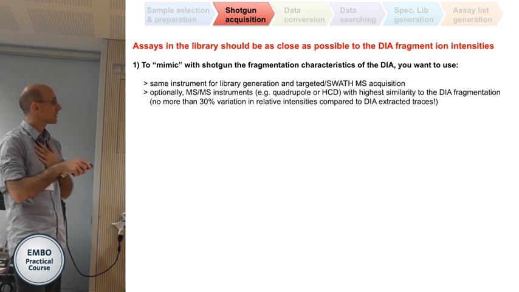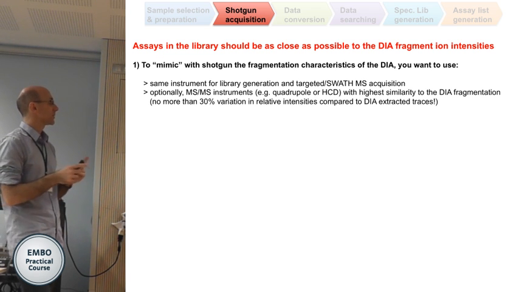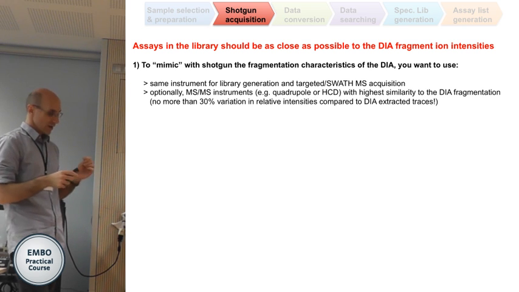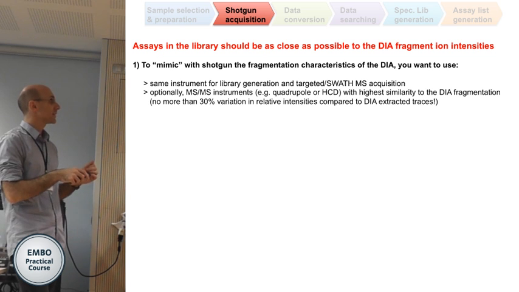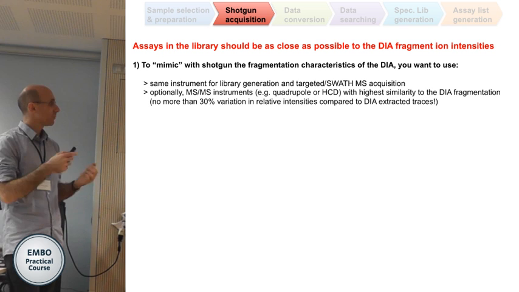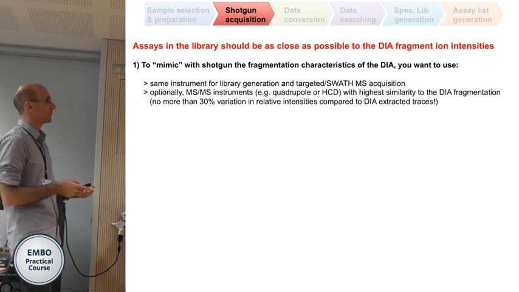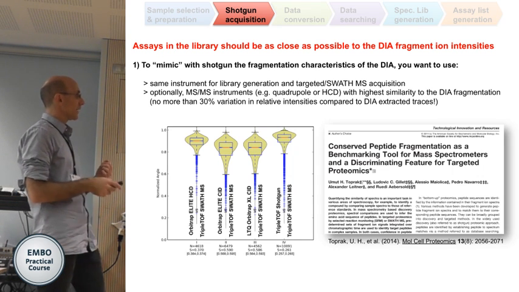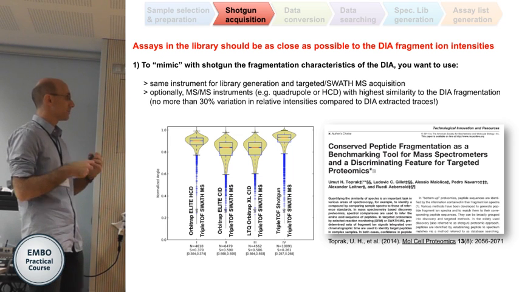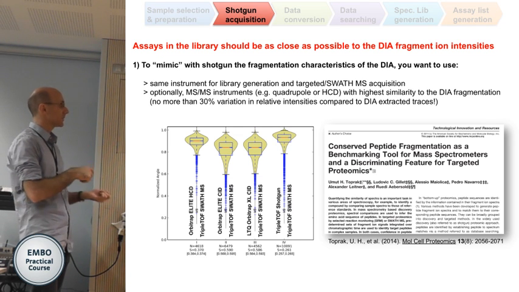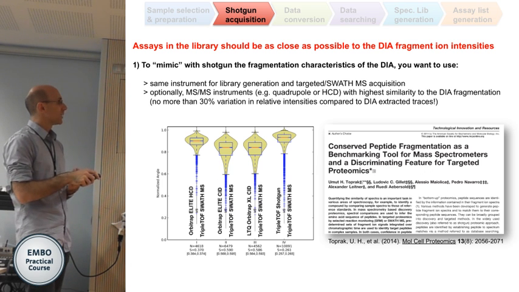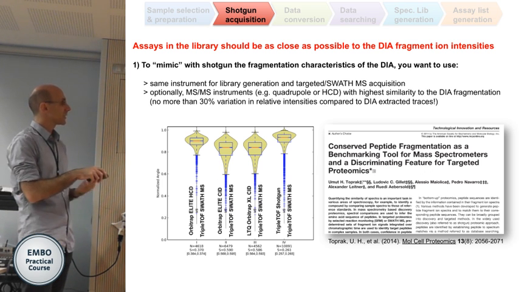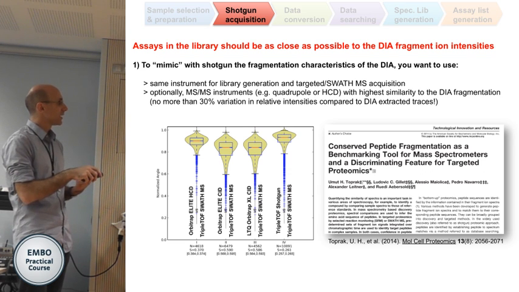We also show that some instruments can be transferable between each other. For example, if you do shotgun acquisition on an Orbitrap, on a Q-Exactive with HCD mode, you're still very comparable to a quadrupole fragmentation on different types of instruments. For this, we have published another paper where we tested and assessed the transferability and reproducibility of the different fragmentations between instruments.